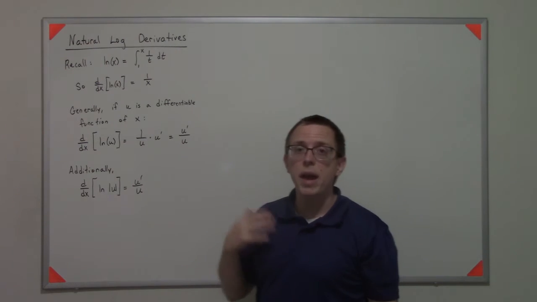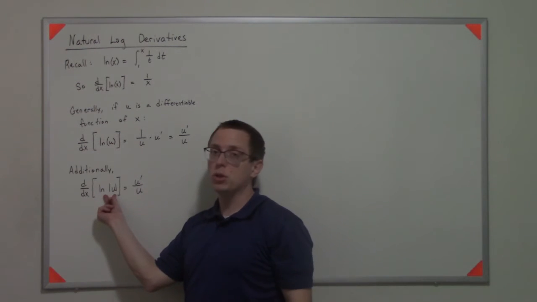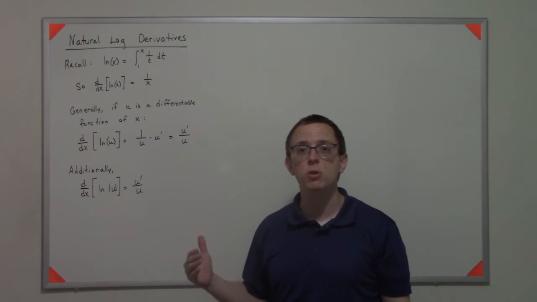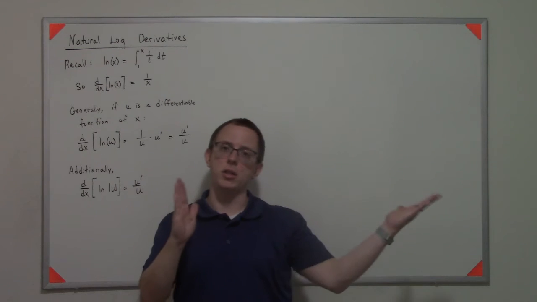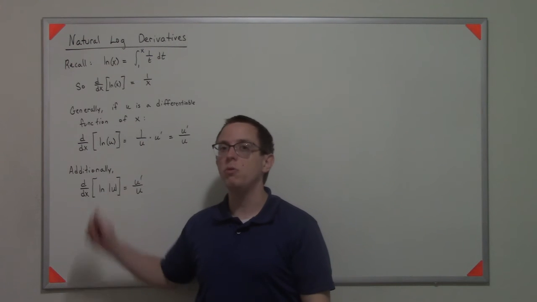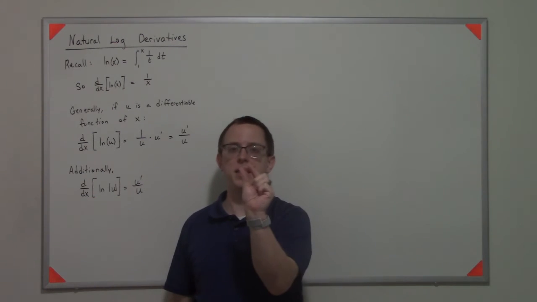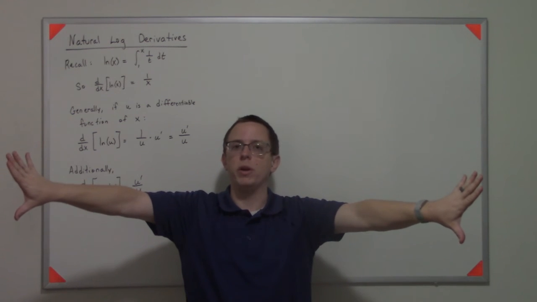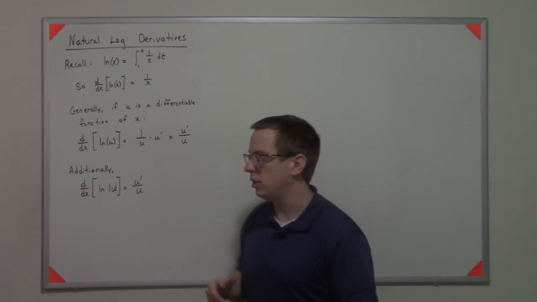Now we have a more interesting result, which is that if you do the same thing for the natural log of the absolute value, you get this derivative. This is really useful because, if you remember, the domain of the natural log is positive numbers, right? It's from 0 to infinity. But if you take the natural log of the absolute value of something, you now can expand the domain to all the real numbers except 0. It's still not defined at 0, but it's defined at every other real number. So you can take a natural log of negative numbers and of positive numbers, just not 0.